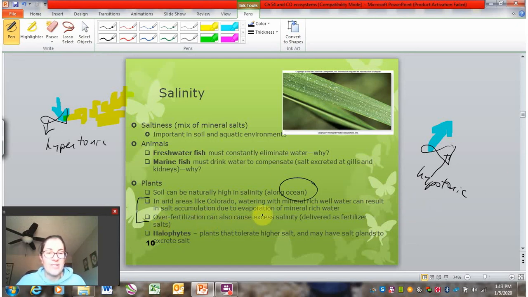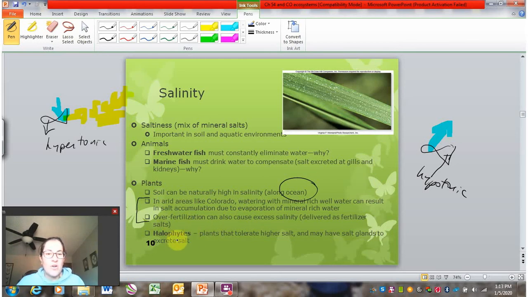Over-fertilization also causes excess salinity. So when people apply fertilizer, so if you go to the store and you buy fertilizer for your grass or for your plants, it's typically a mineral salt. That's the form that it's in. And so that salt can actually cause the soil that you apply it to get too salty, again, over time if too much is given.